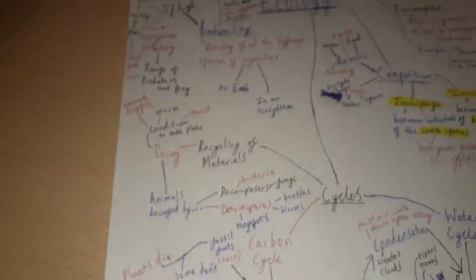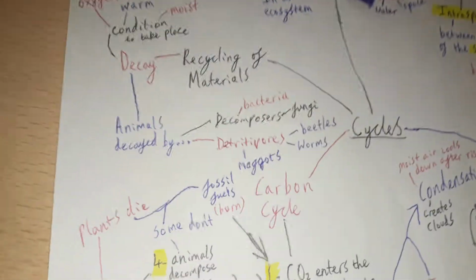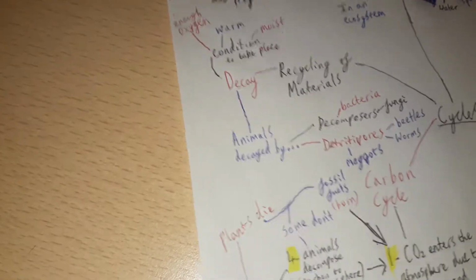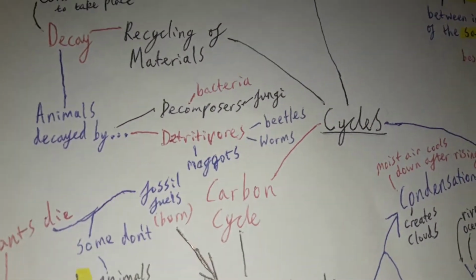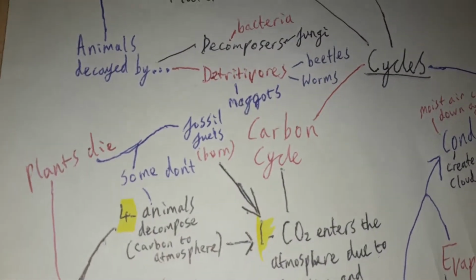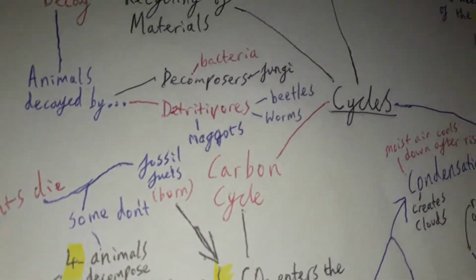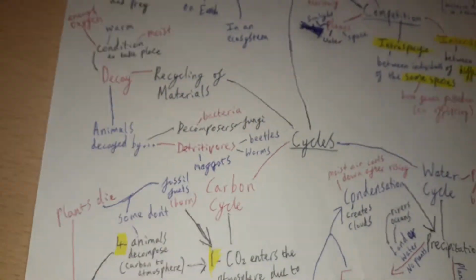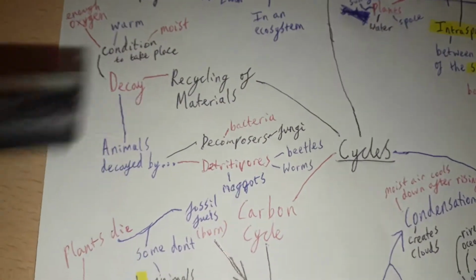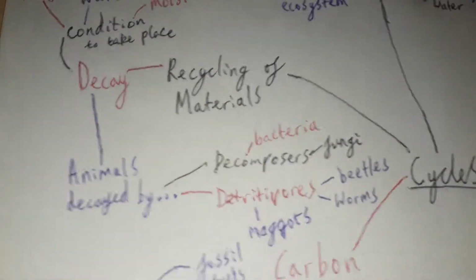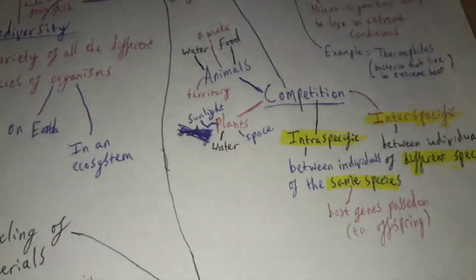Basically these eat your animals and break them down until there's nothing left of them. And the carbon from them goes into the atmosphere because they don't want the carbon. So next, let's look at where are we going?